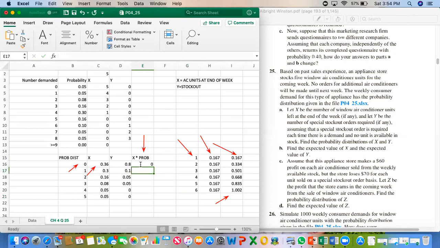But let's do it programmatically with a formula instead of typing it in. So click back in there, get rid of the 0.36 times 0. Move your arrow to where the probability is. You took out the equals already, so put that back in. Put equals, then click on the first cell times the next cell. There you go, and enter.